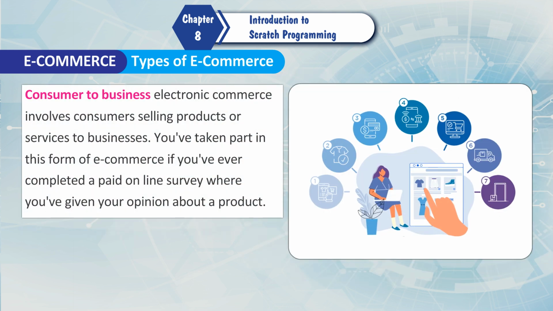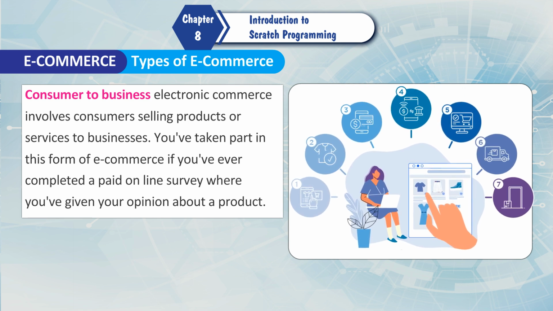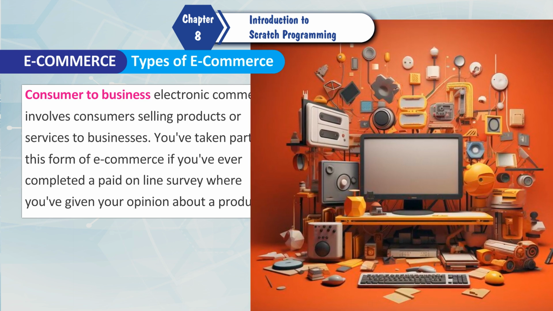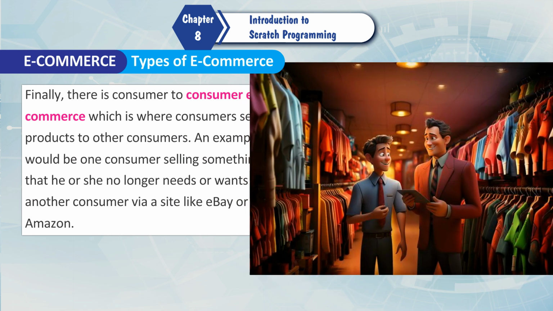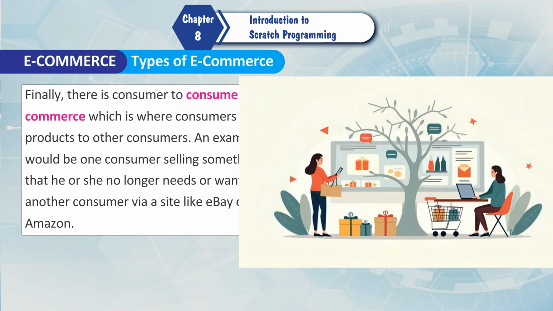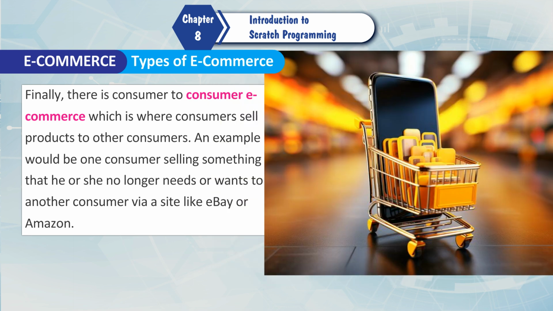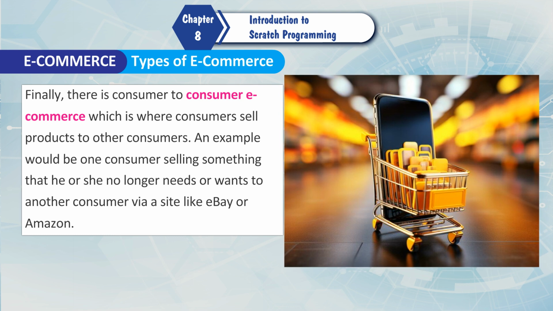businesses. Consumer to business electronic commerce involves consumers selling products or services to businesses. You have taken part in this form of e-commerce if you have ever completed a paid online survey where you have given your opinion about a product. Finally, there is consumer to consumer e-commerce, which is where consumers sell products to other consumers. An example would be one consumer selling something that he or she no longer needs or wants to another consumer via a site like eBay or Amazon.